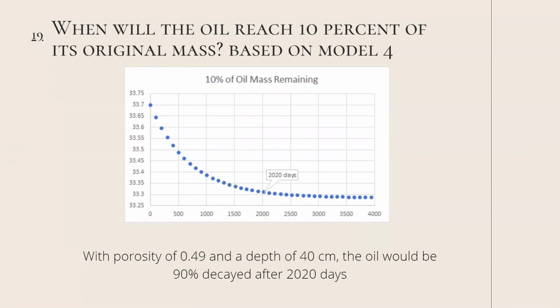Here we've used Model 4 in order to determine the point in time at which 10% of oil mass will be remaining. We did this using the same methods as before, but using the new updated model. We've set porosity to be 0.49 in line with the results of the paper, and the depth to be 40 centimeters in line with the maximum depth at which carbon decomposition was greatest in the paper. Here, the carbon and oil is 90% decayed after 2020 days.